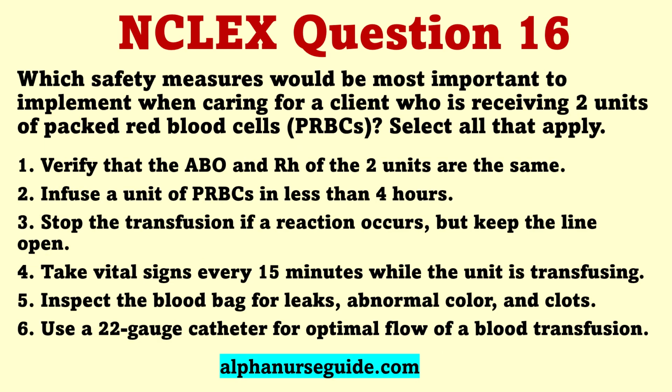Which safety measures will be most important to implement when caring for a client who is receiving 2 units of packed red blood cells? Select all that apply. 1. Verify that the ABO and RH of the 2 units are the same. 2. Infuse a unit of PRBCs in less than 4 hours. 3. Stop the transfusion if a reaction occurs, but keep the line open. 4. Take vital signs every 15 minutes while the unit is transfusing. 5. Inspect the blood bag for leaks, abnormal color, and clots. 6. Use a 22-gauge catheter for optimal flow of a blood transfusion.